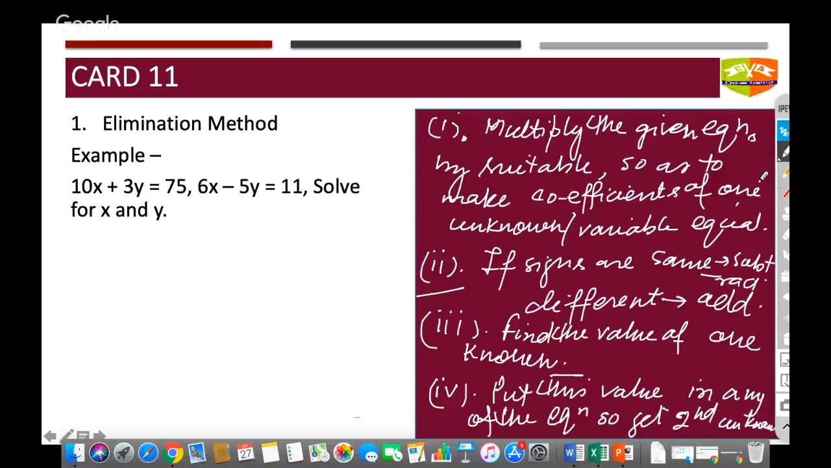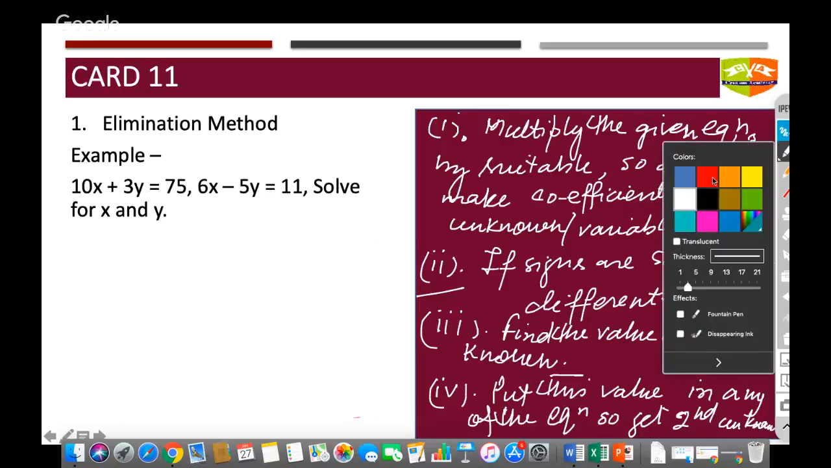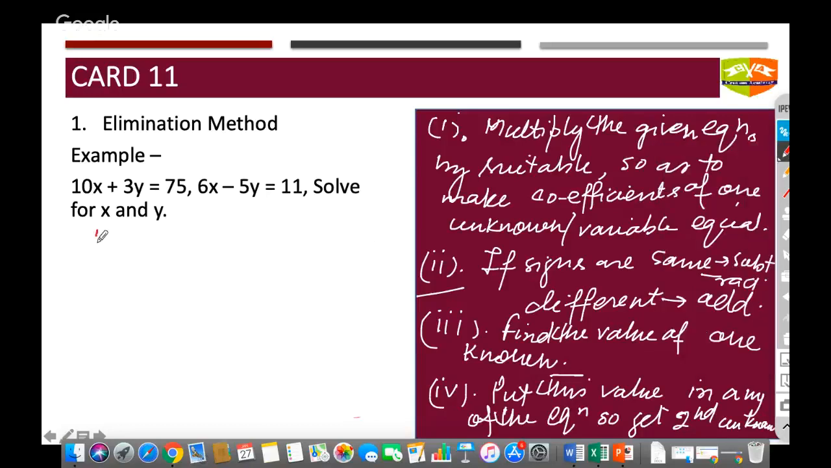So what I'm trying to say is that I'll take an example and I'll do it. So I'm writing here 10x plus 3y is equal to 75, and 6x minus 5y is equal to 11. What I do here is I'm eliminating y. So to eliminate y, I just told that 3 and 5 need to be made the same, and the LCM of 3 and 5 is equal to 15.